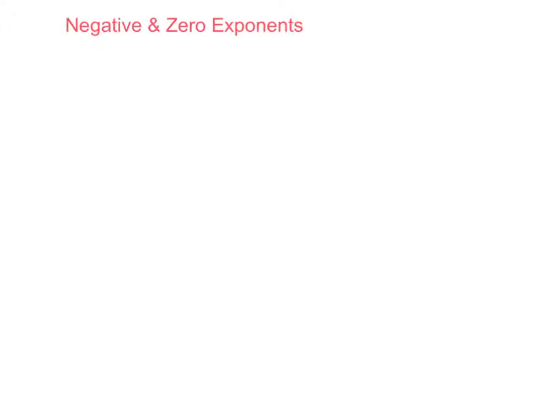Negative and zero exponents is the one-day topic that's tacked on to the end of chapter 4. And basically there are only two things that you need to remember with negative and zero exponents. The first part is just that anything to the power of 0 equals 1.